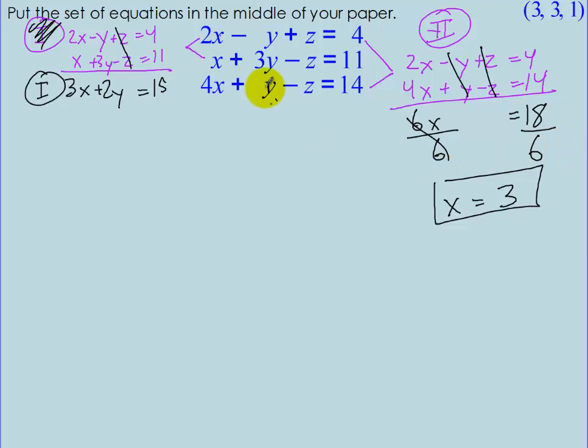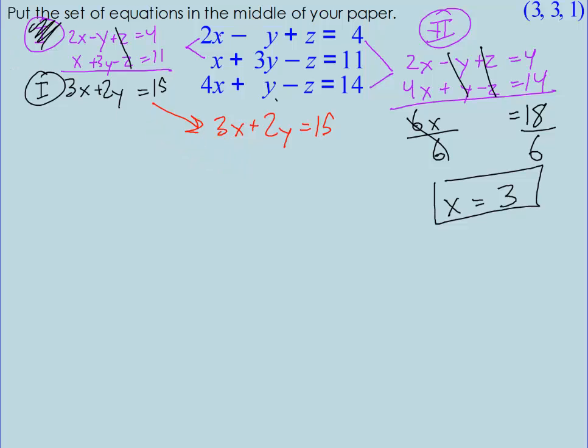Well, what do you plug into? I can plug into one of these originals, but I don't know z. So I'll just have y and z. But wait, we got this equation over here on the left. I'm going to take this left equation. I'm going to rewrite it over here in the middle. So 3x plus 2y equals 15. I know x is 3, so I can plug in to find y.